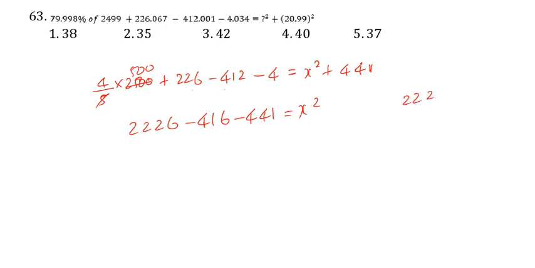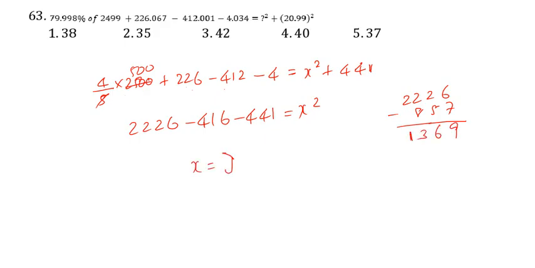So 2226 minus 857, that will give 1369. So x is equal to root of 1369. What is the root value for 1369? 37. 37 is the correct answer. See the next question.